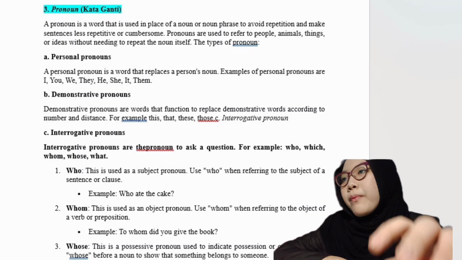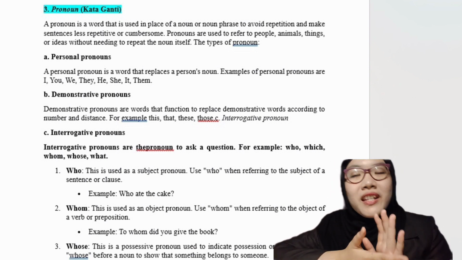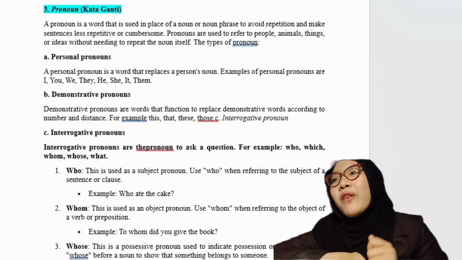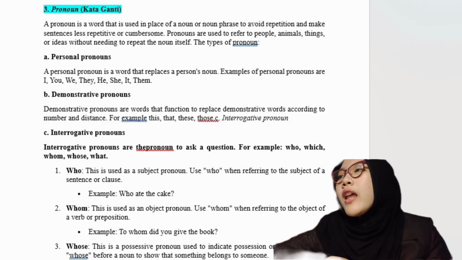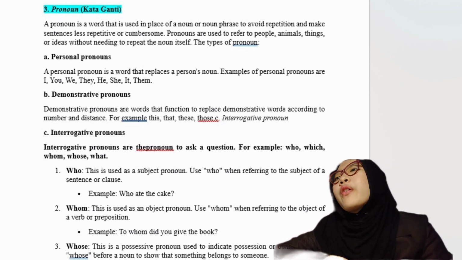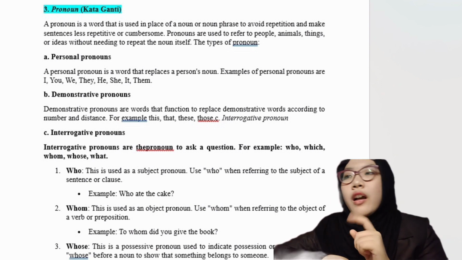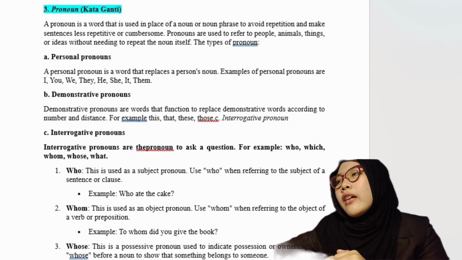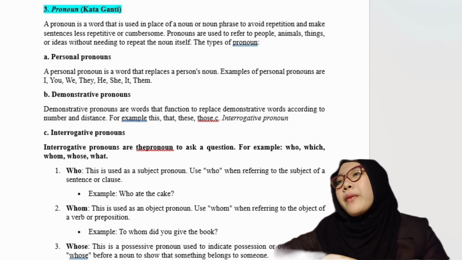So by the way, right now let's see about the pronouns, ladies and gentlemen. As you guys can see on your screen now, the pronoun is a word that is used in place of a noun or noun phrase to avoid repetition and make sentences less repetitive or cumbersome. Pronouns are used to refer to people, animals, things, or ideas without actually repeating the noun itself. The types of pronouns are like the personal pronouns, the words that replace a person's noun. For example, I, you, we, they, she, it, them, something like that.